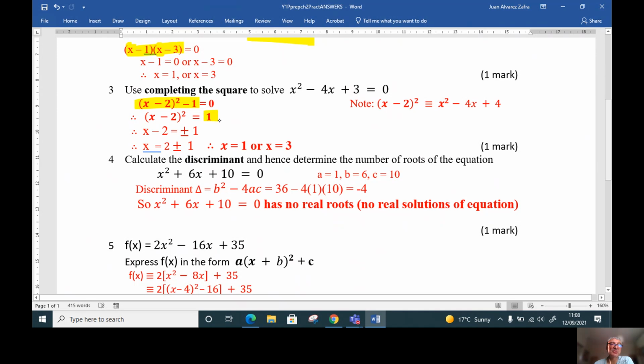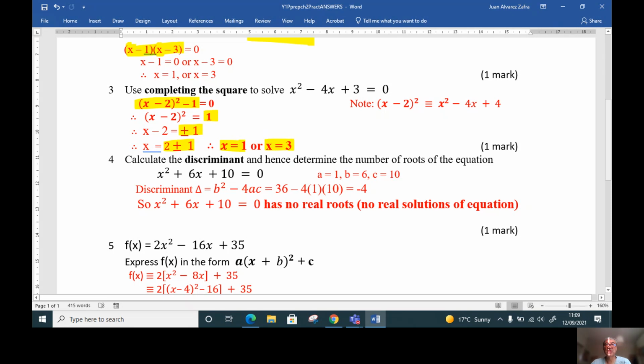We get x minus 2 squared equals 1. Taking the positive and negative square root of both sides, we get x minus 2 is plus or minus 1. And then adding 2 to both sides, we get that x is 2 plus or minus 1, which again gives us the 1 or the 3.